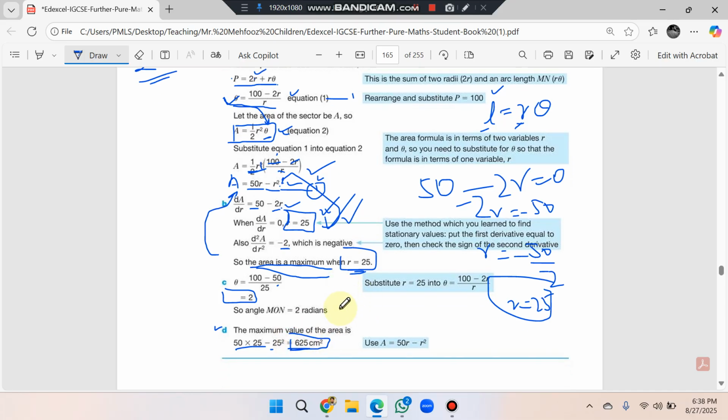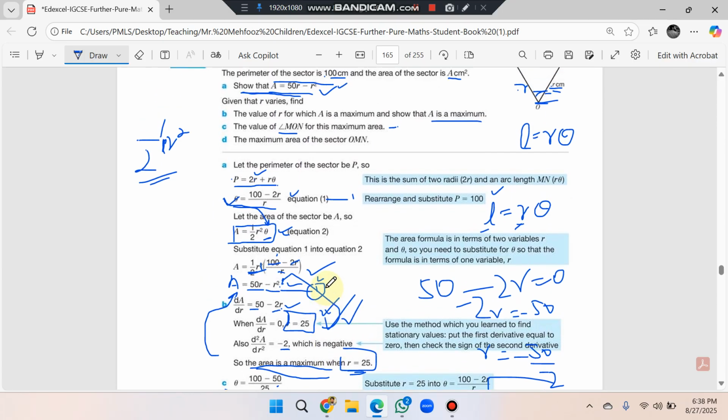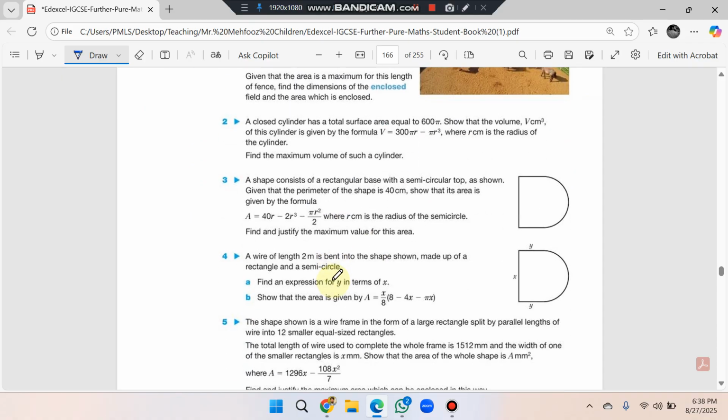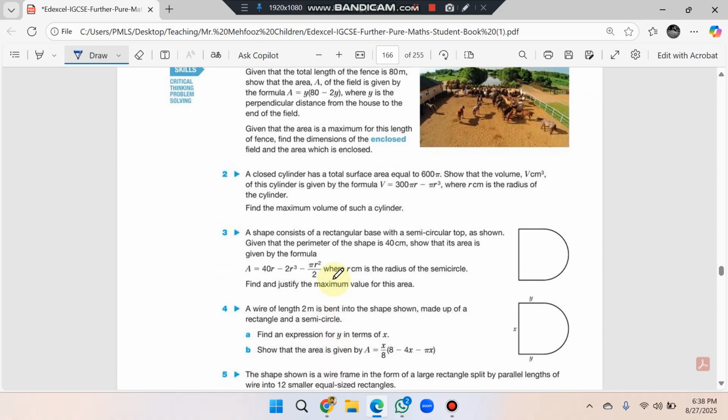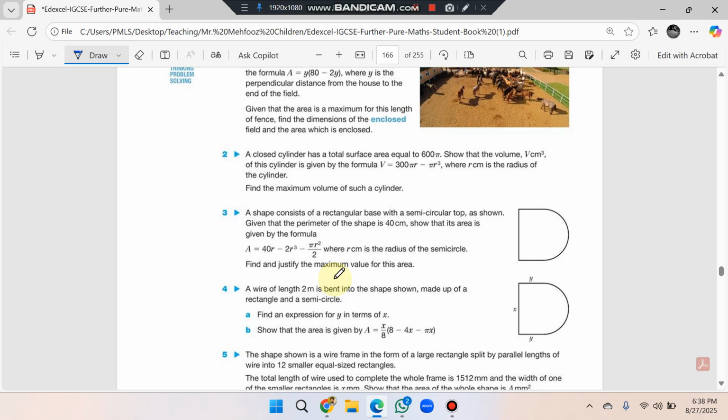Do you understand till this step? Yes. Any problem in this example? No. Okay, good.